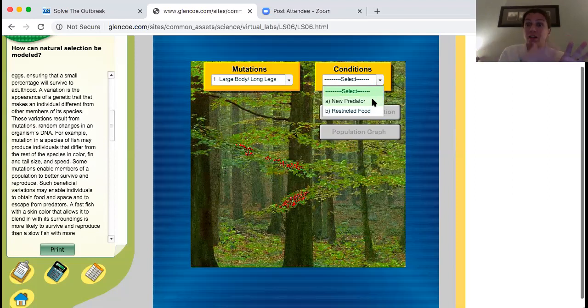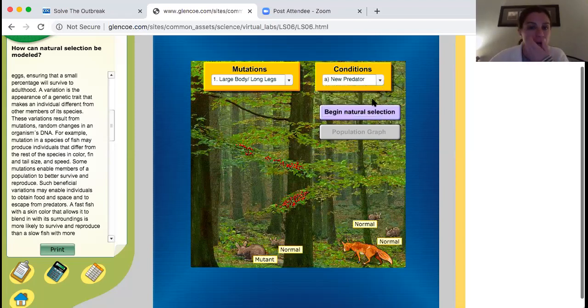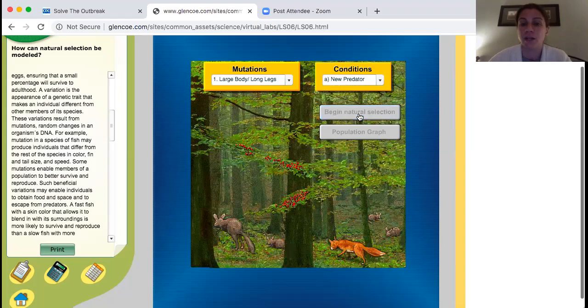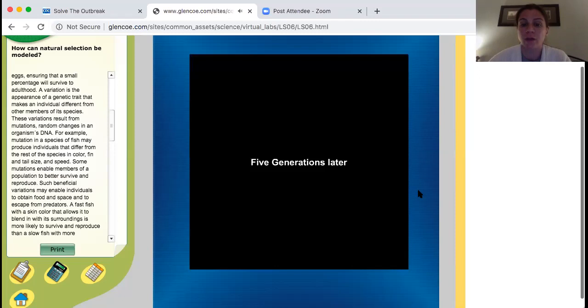So how is that going to affect the population? And then also we're going to run it for restricted food, meaning that there's not enough food available. So how does that affect the large body and long-legged rabbits in the population? For right now, I'm just going to set it up to be large body and long legs and a new predator. And you're going to begin natural selection. It's going to run through this, and it's going to tell you 5 generations later.